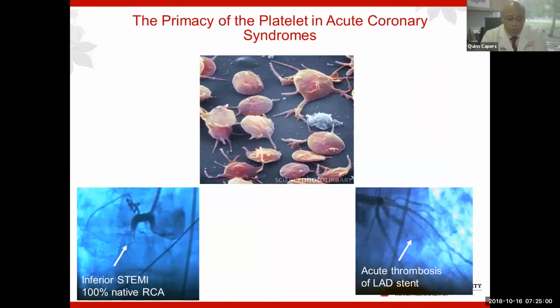To the bottom left of the screen, you're looking at a picture of an angiogram of a right coronary artery that is occluded abruptly just after its origin. And to the right, you see the image of an LAD where maybe you can see the stent or not, but there's a stent there, but that stent is occluded. So there's no contrast getting past that point. In both of these, we know that the platelet really plays a superior role.